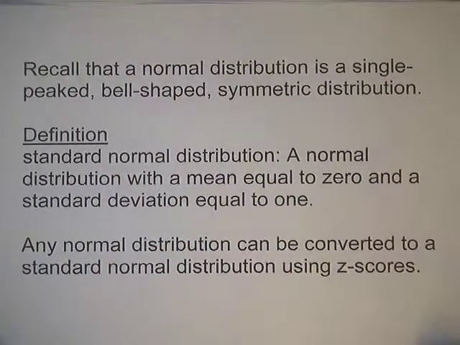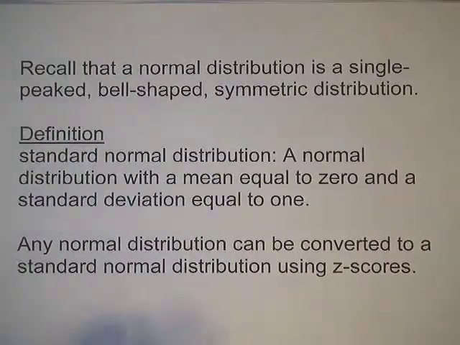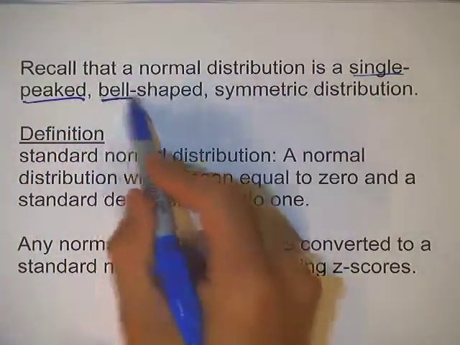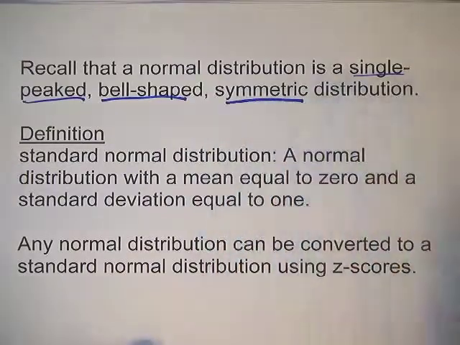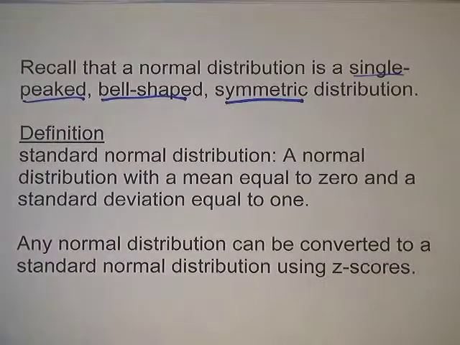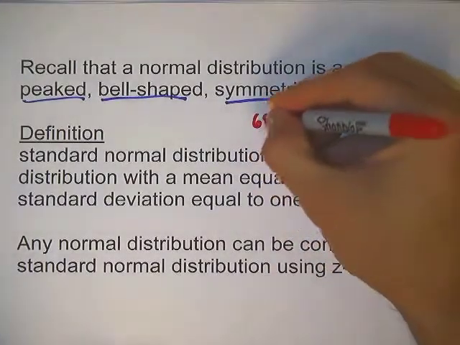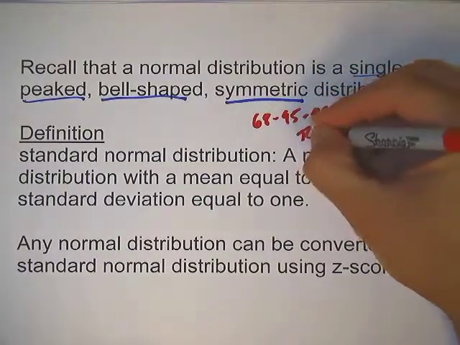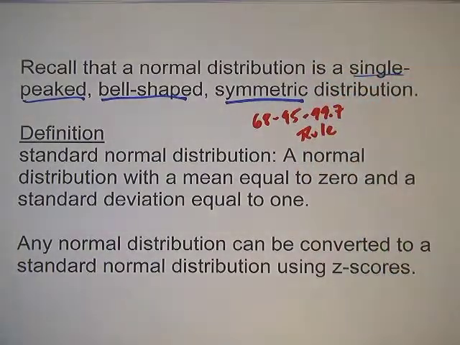Hi, this tutorial covers a type of normal distribution called the standard normal distribution. So let's start by remembering what a normal distribution is first. Remember that a normal distribution is a single-peaked, bell-shaped, symmetric distribution. And remember that all normal distributions have special properties, one of them being the 68, 95, 99.7 rule, which we're going to use in a little bit here.